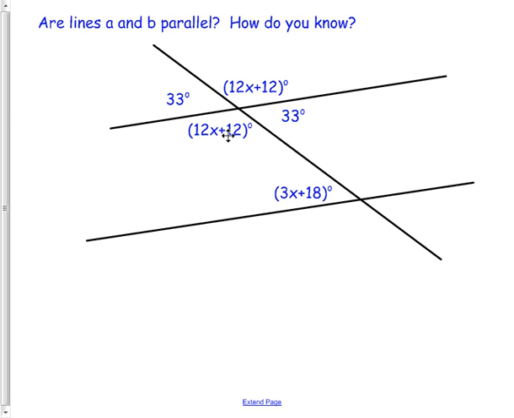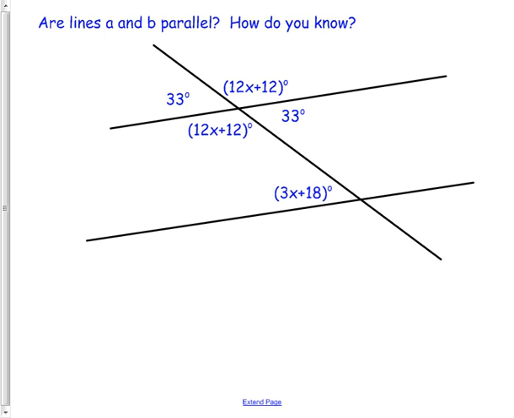If we know that this is 12x plus 12, and this is 3x plus 18, these two have to add up to 180, just like we did in the previous one. Or we could say that if this is 33, this also has to be 33, so these have to be the same, and we could solve for x there. It doesn't matter which route you want to take. You just have to compare the 3x plus 18 to something over here. So I'm going to do the same thing that I did before: 12x plus 12, this one plus this one has to equal 180.